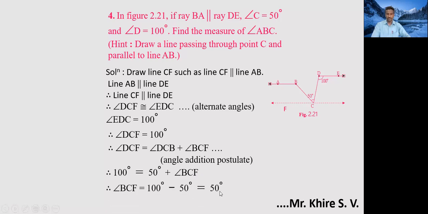Therefore, angle BCF is equal to 100 degree, and 50 degree goes to this side and becomes minus 50 degree. 100 degree minus 50 degree is equal to 50 degree. And therefore, angle BCF is 50 degree. That's the same, so CB is the angle bisector of DCF. Both the angles are congruent.